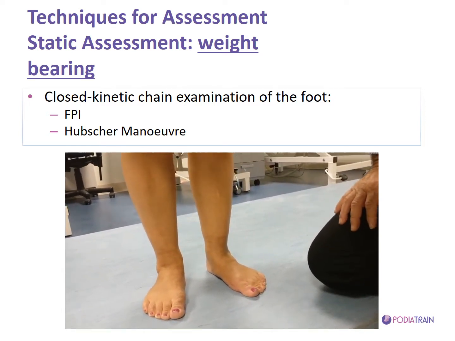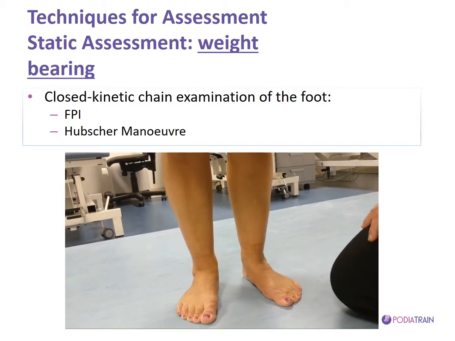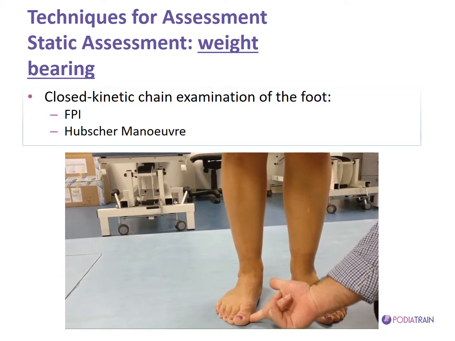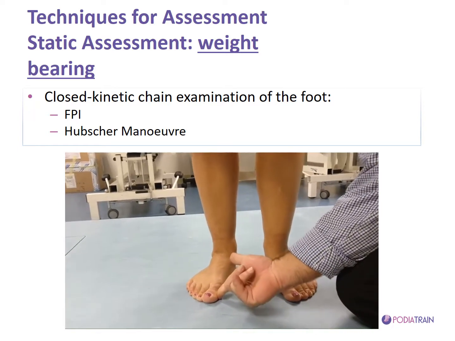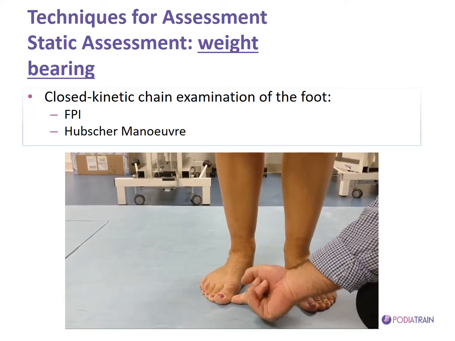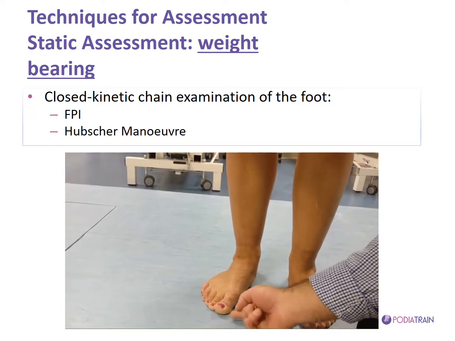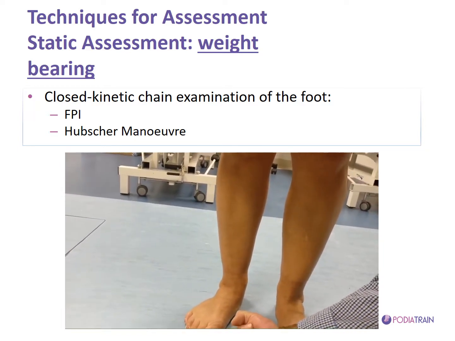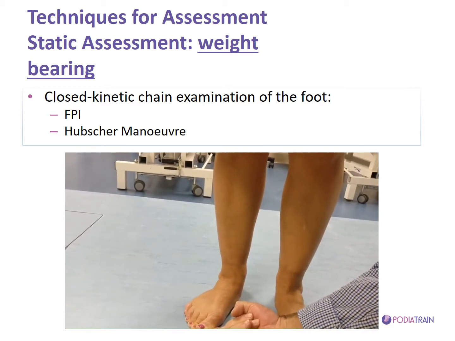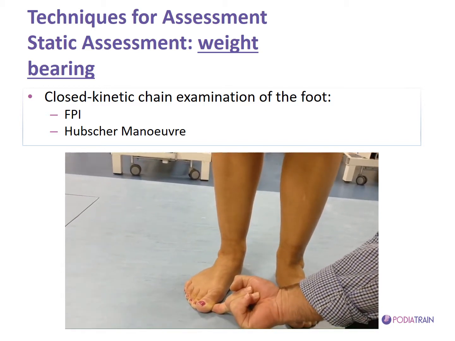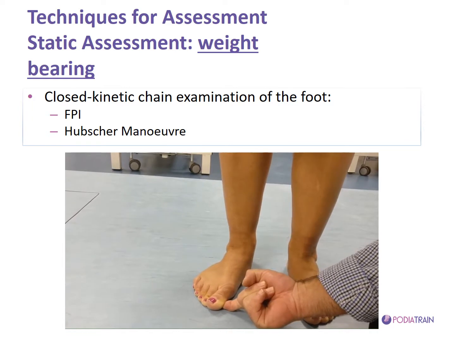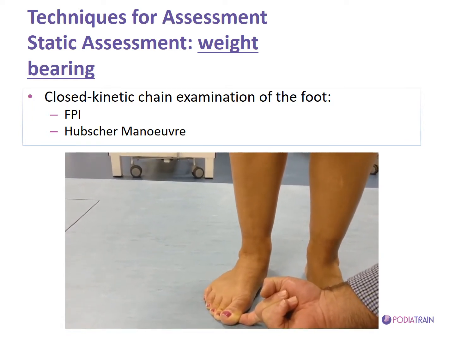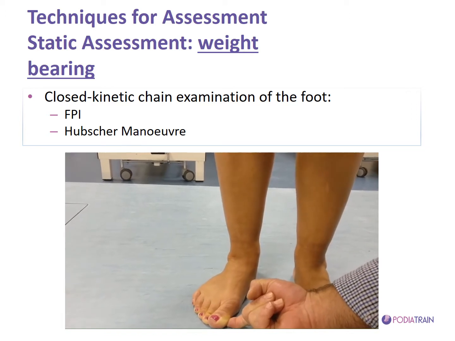Very importantly, when we are examining a patient in a weight-bearing situation like this, we need to check for movement of the first metatarsophalangeal joint. This is a test called the Hubscher maneuver, in which we try to elevate. It is very important to try to elevate from the interphalangeal joint and not from the distal part of the hallux. We try to elevate this, and as we can see, even though I am applying a lot of pressure, the toe does not dorsiflex. This indicates that the person has functional hallux limitus.